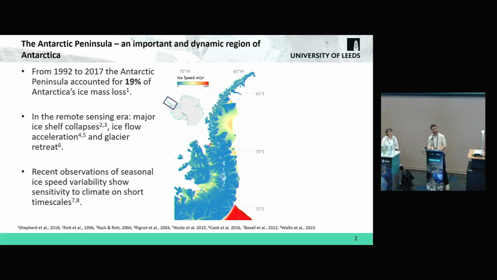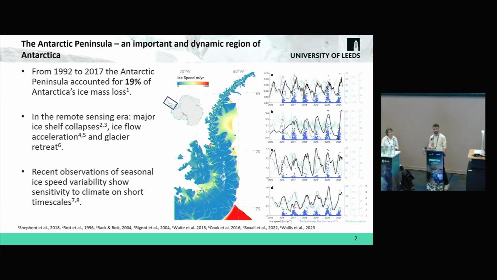And it's a really important region because although it's small, it's contributed about 19% of Antarctica's ice mass loss in the remote sensing era. So for such a small area, it actually really matters. And we've seen massive changes in the cryosphere here, so ice shelf collapses, retreats and accelerations, and more recently, some work that I've done in my PhD, looking at seasonal speed trends on the peninsula. We've been able to observe these with Sentinel-1. It shows how sensitive this region is to the climate on short-term timescales.